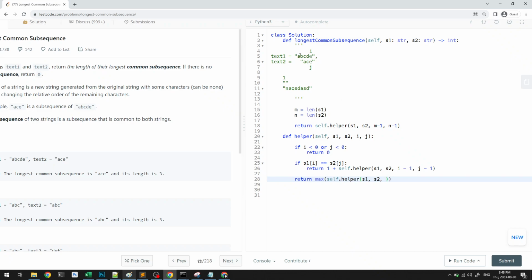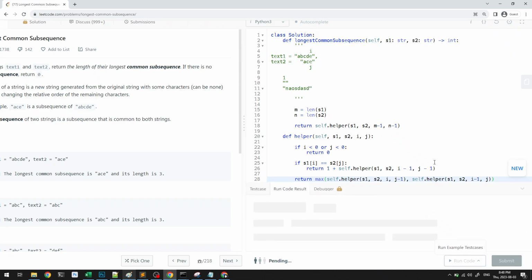In the first case, let's assume we keep I as it is, but we move J inside. So that's case number 1. In the second case, what do we do? In the second case, we move I inside and we keep J where it is. So that's what we have. And this is actually the algorithm.